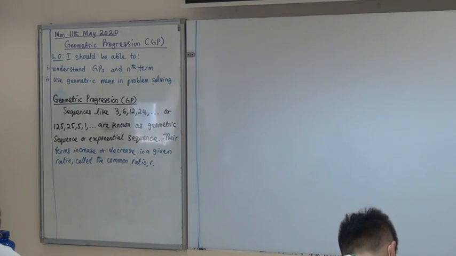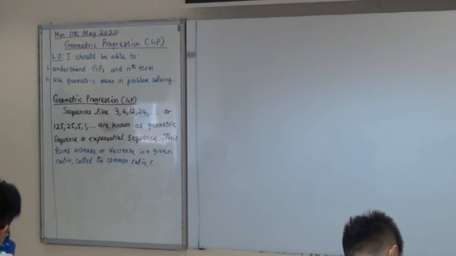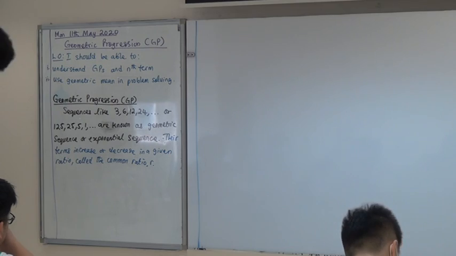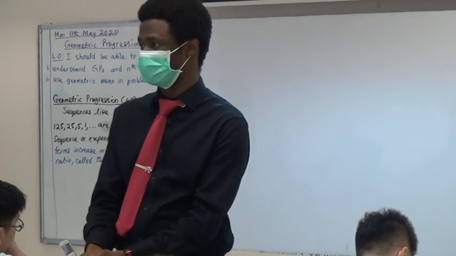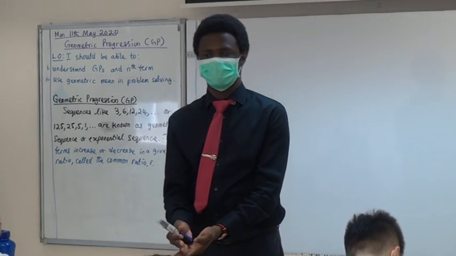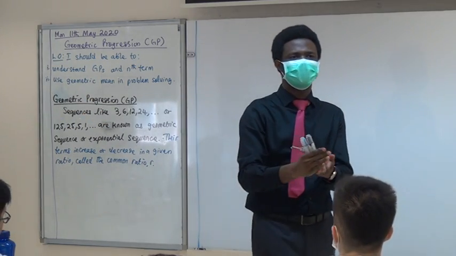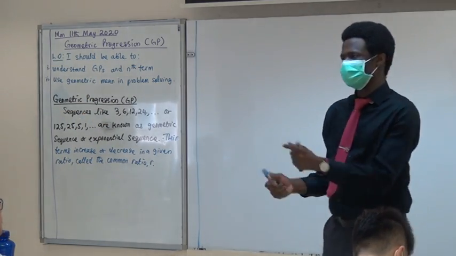Now, our first term is also A in this kind of sequence. So, can you guess what would be the second term if the first term is A? A times R. That's AR, right? What would be the third term? 2R? Not 2R. A times R squared, because you are multiplying, remember? AR squared.